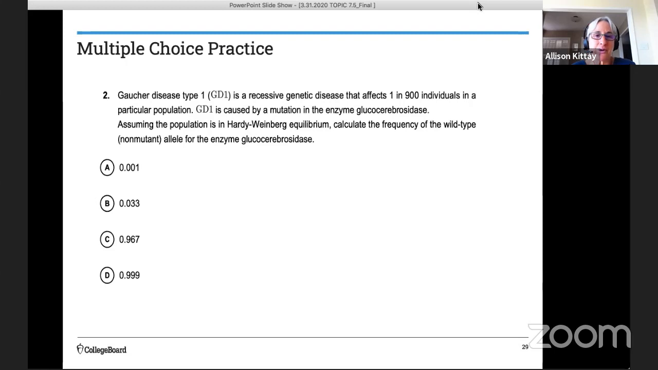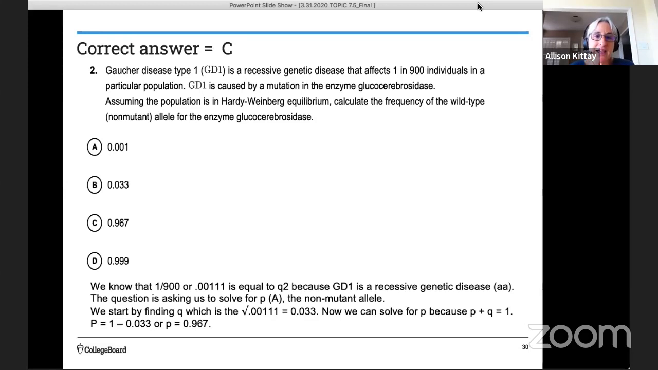If you need a hint, think about what they're giving you in the question. Okay, so that one's a little harder, not much, but let's take a look at the answer. In this case, the correct answer is C. They gave us Q squared in the question. So remember how my advice was to always start with Q or Q squared? They gave us Q squared. So we know that 1 out of 900, or 0.00111, is equal to Q squared because GD1 is a recessive genetic disease. The question is asking us to solve for P, which is the non-mutant allele. And we start by finding Q, which is the square root of Q squared, right? So it's the square root of 0.00111, or 0.033. And now we can solve for P because we know that P plus Q equals 1. So P equals 0.967, or answer choice C.